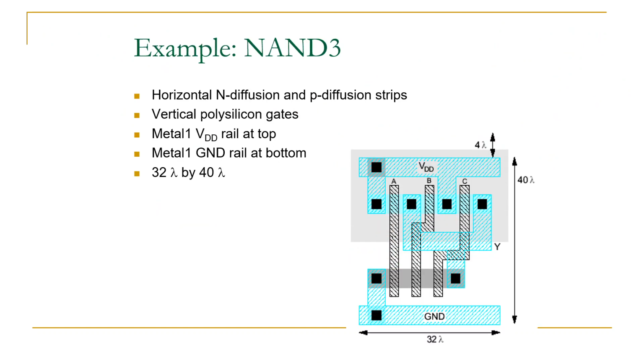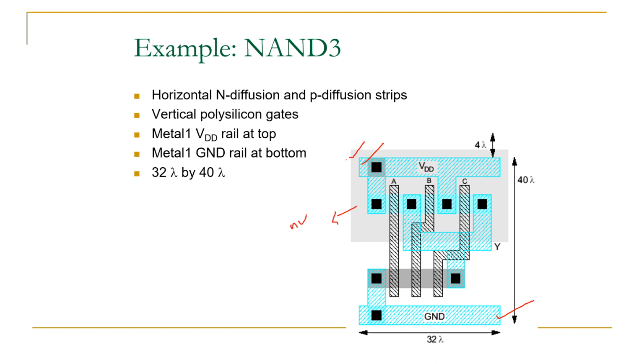This is the NAND 3 layout, in which we are following the lambda based rules. See here, these are the patterns we are following. You can draw with colors, or you can also draw with patterns. See here, VDD and ground are drawn with the front slanting lines. Then, see, the P MOSFET is drawn within your N well. This is your N well. This grey color is your N well.